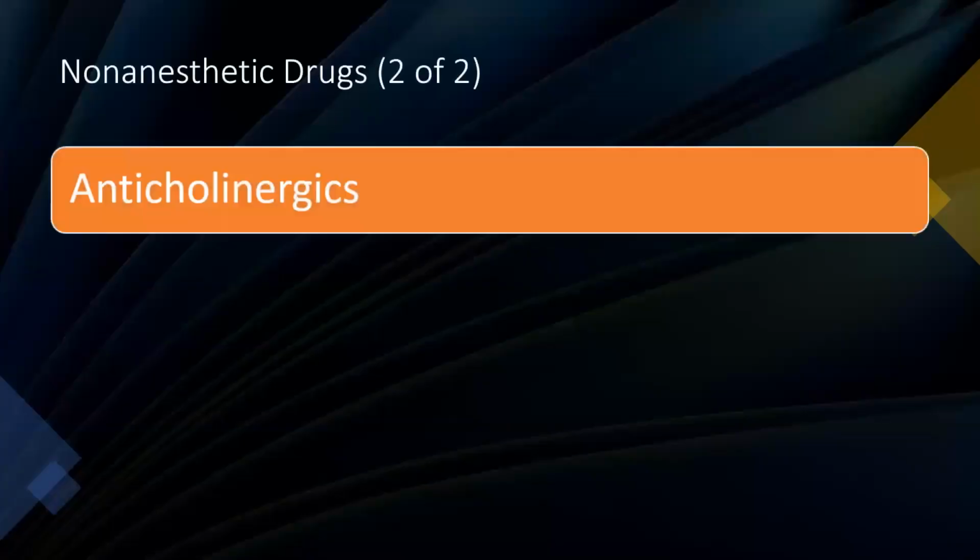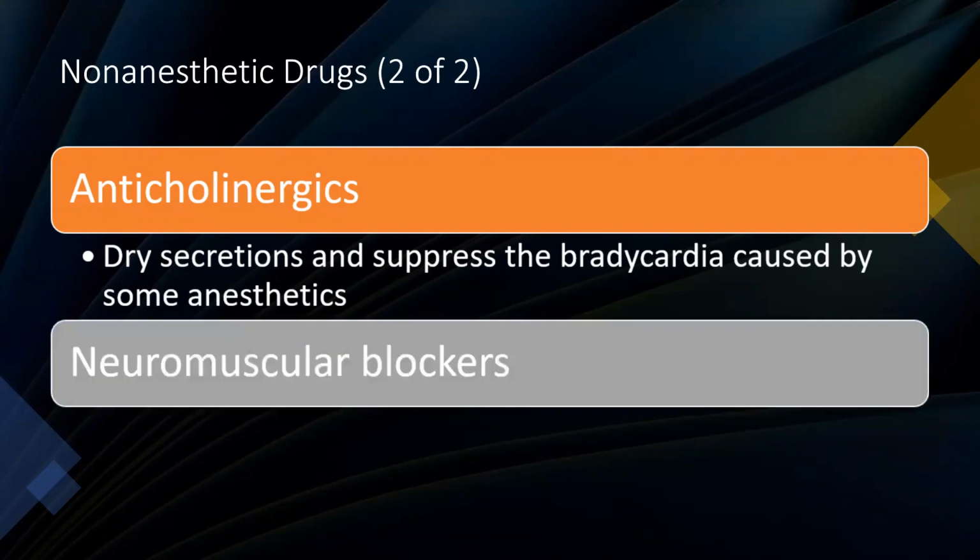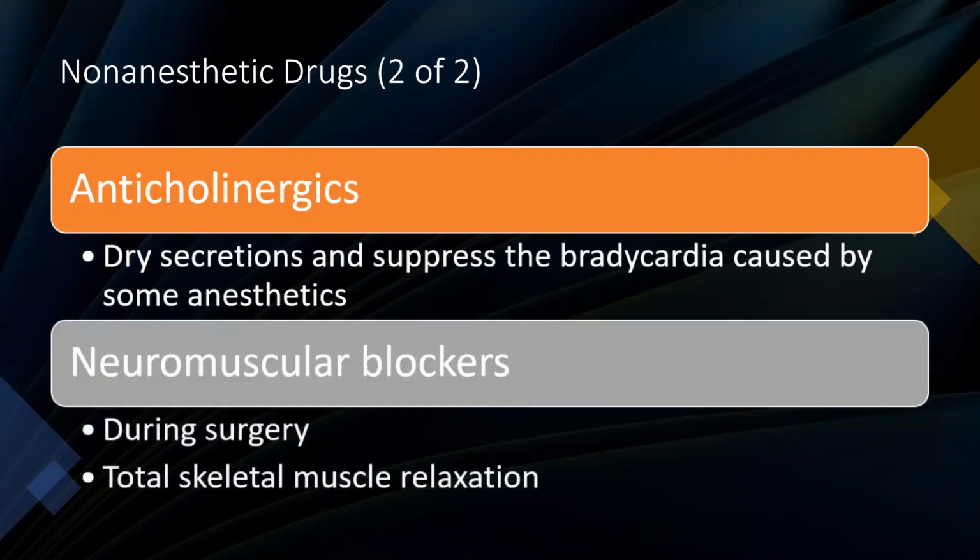Then we also use anticholinergics, which dry the secretions of the body and suppress the bradycardia caused by some anesthetics as well. We don't want the patient vomiting, so we have to dry the secretions. That is why we give anticholinergics. We give neuromuscular blockers so that total muscle relaxation can occur during surgery.